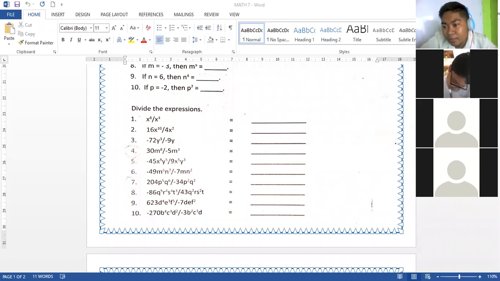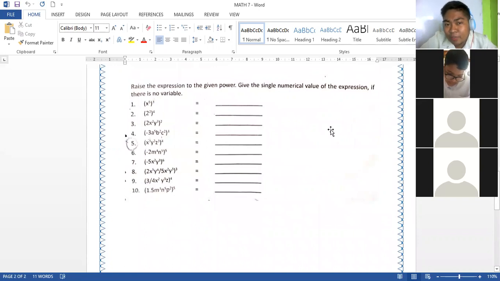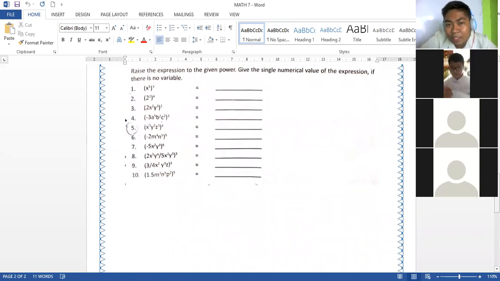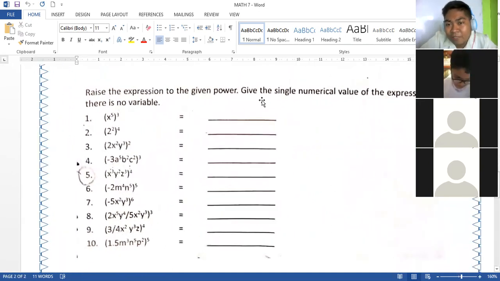Then, next one, sa baba tayo. Ito, raise the exponents or raise the expressions. Ito na lang last. To the given power. So, ito naman, ang gagawin lang dito is to give the single numeric value of the expression if there is no variable. Ito, meron kasi ito mga to. For example, ito, number 1. x raised to 5 raised to 3. Kaya maging sagot natin dyan, x raised to 15. Tama?